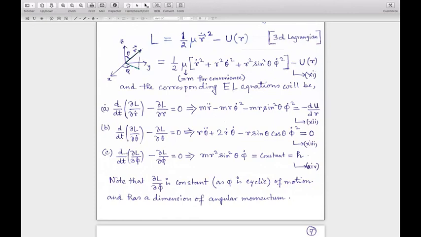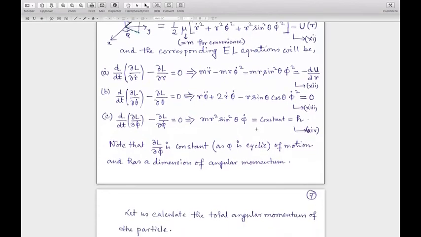So that d/dt of del L del phi dot will be equal to 0. Or rather, there is a typo: that will be del L del phi and not del L del phi dot. Okay, so if phi is absent, this is 0, then d/dt of del L del phi dot is also 0. So del L del phi dot is the conjugate momentum corresponding to the coordinate phi, and that is simply equal to m r square sine square theta phi dot, which is equal to h.